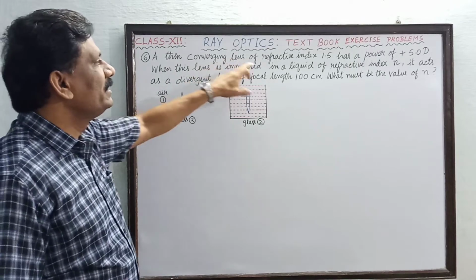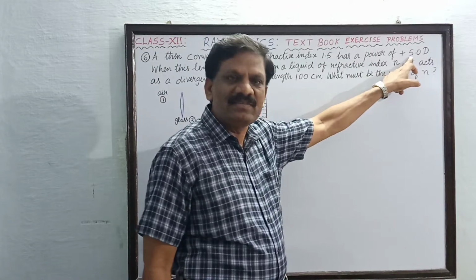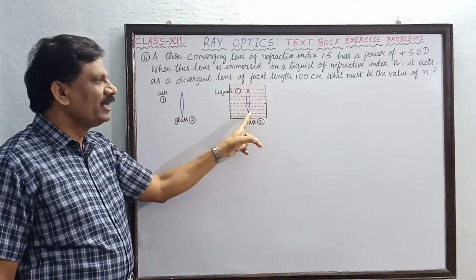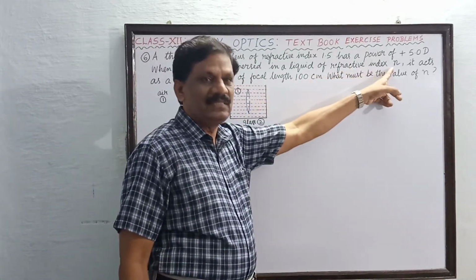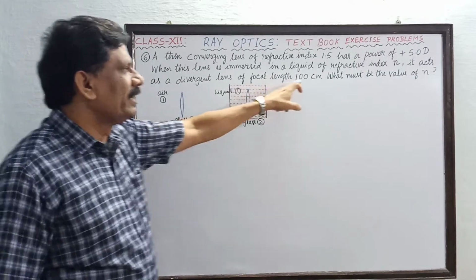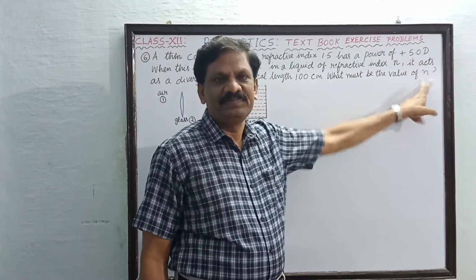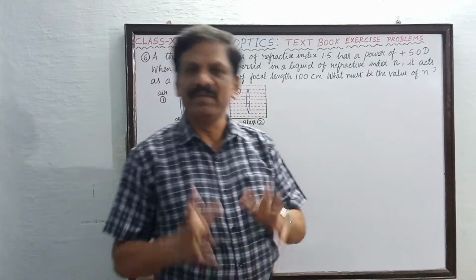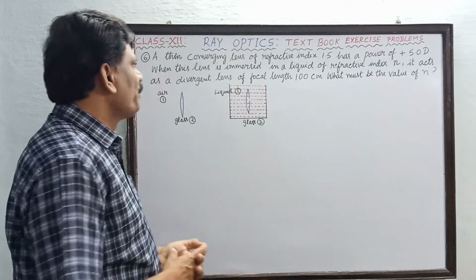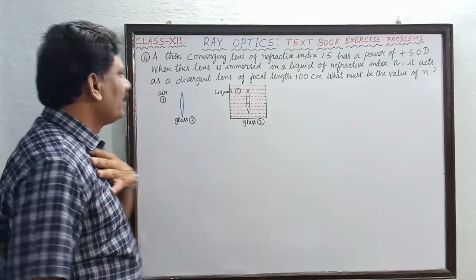A thin converging lens of refractive index 1.5 has a power of +5 diopter. When this lens is immersed in a liquid of refractive index n, it acts as a divergent lens of focal length 100 cm. What must be the value of n? This type of problem is very important for students appearing for competitive exams. It's very simple. First we have to understand the situation given in the problem.